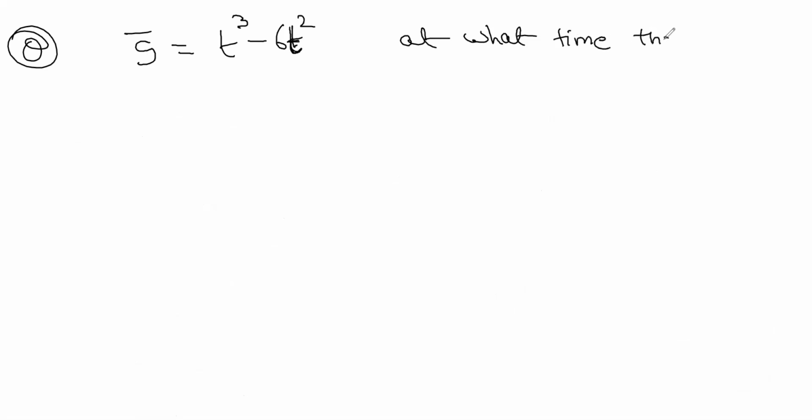Next question. Let us suppose the position of the particle is s equals t cube minus 6t square. It follows this function, this path in general. At what time is the body at rest? You have to calculate at what time the body will be at rest.